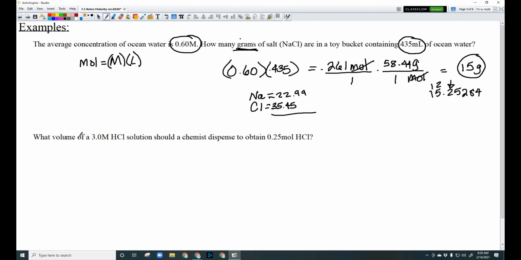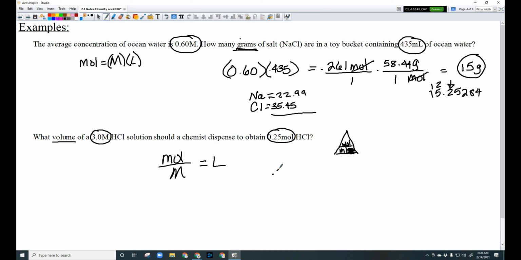What volume of a 3 molar hydrochloric acid solution should a chemist dispense to obtain 0.25 moles of hydrochloric acid? All right. So what volume? That's what we're looking for. Here's a given, and here's a given. All right, so if we're looking for volume, I'm just going to redraw this. So it's moles, molarity, liters. So what volume? Let's cover up this. It's going to be moles divided by molarity. It's going to give me liters.